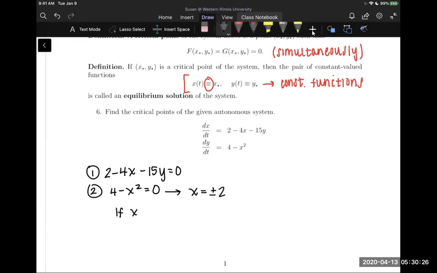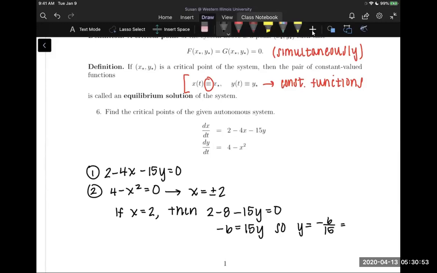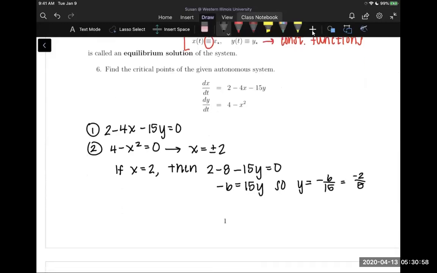So first, if x equals positive 2, then what does my first equation become? It becomes 2 minus 8 minus 15y equals 0. So I have negative 6 equals 15y, or y equals negative 6/15. And actually let me simplify this. I can divide by 3, negative 2/5. So this gives me the critical point 2, negative 2/5. So there's one of my critical points.